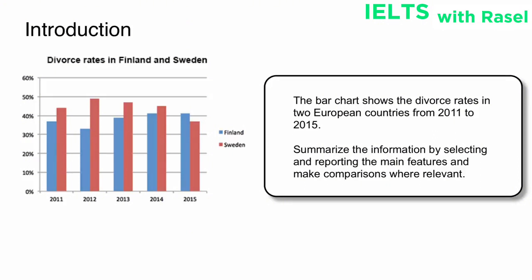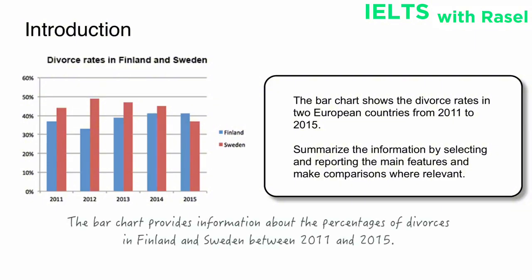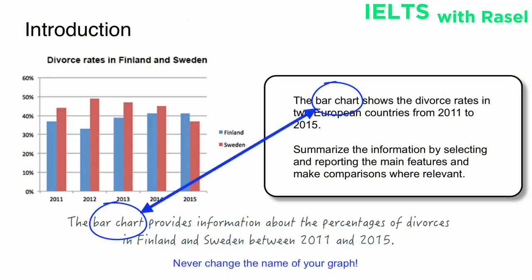And here is how I wrote it. The bar chart provides information about the percentages of divorces in Finland and Sweden between 2011 and 2015. You can notice that I did not change the name of the chart, and you should never change the name of your graph. To remember, table is a table, bar chart is a bar chart, and line graph is a line graph. So I kept the bar chart.